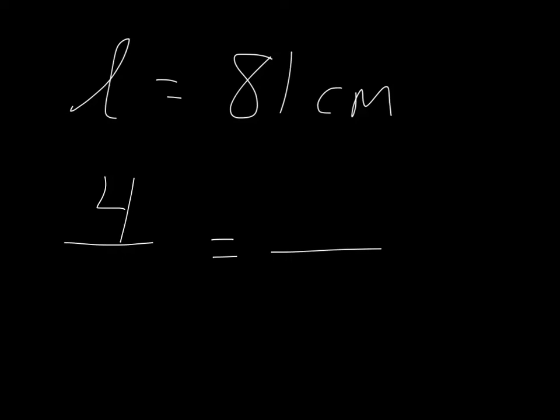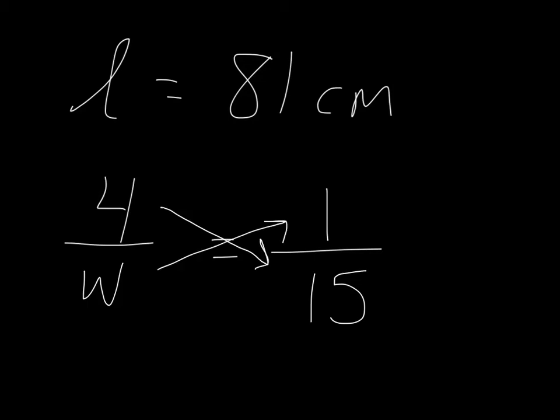Do we know the height? No, we don't. So if we don't know the height, what can we put in the denominator? We can put W to stand for the width. Again, this has to be equal to the scale factor, which they told us was 1 over 15. Again, what do you think we're doing from here? Cross multiplying.